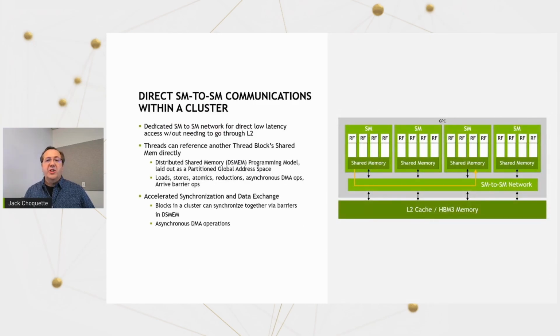The Hopper hardware architecture provides clusters with a direct SM to SM communication network. Using this network, threads in one thread block can directly access the shared memory of another thread block. Accesses are done through a distributed shared memory model laid out as a partitioned global address space. All memory operations are supported, including loads, stores, atomics, and synchronization operations. The communication network also supports accelerated synchronization and data exchange. Threads and thread blocks in a cluster can directly synchronize with each other through barriers in distributed shared memory. It also supports asynchronous DMA operations between thread blocks.